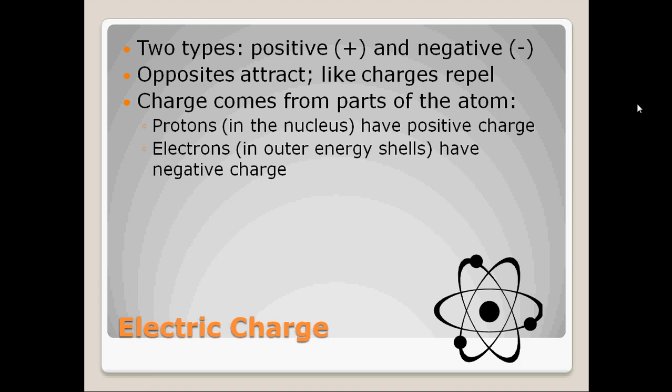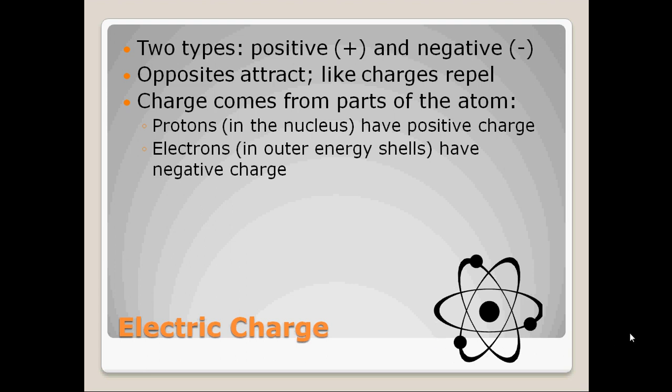Now the reason that we get charge in the first place is because of the structure of our atom. Here's a little picture of an atom similar to the one that I drew in our last class session. Now in the middle of this atom we've got a nucleus that contains protons and neutrons. Protons have positive charge, giving this nucleus an overall positive charge, whereas these electrons orbiting around the outside of the nucleus have a negative charge.